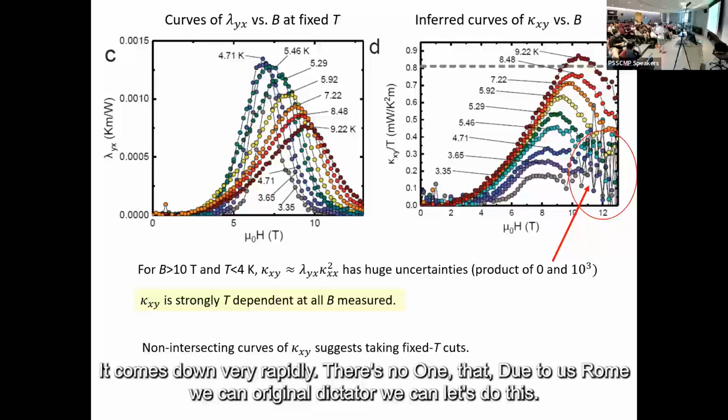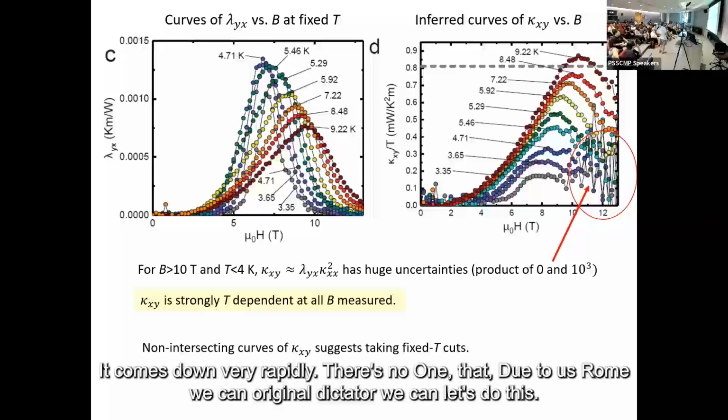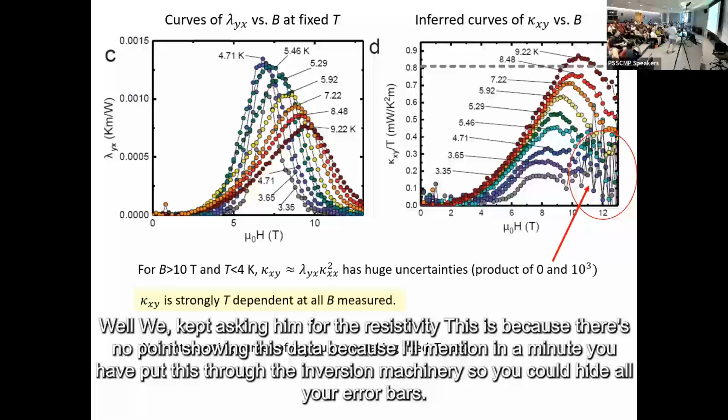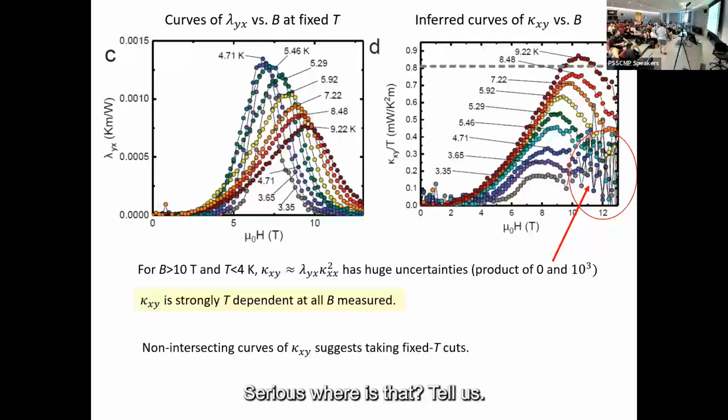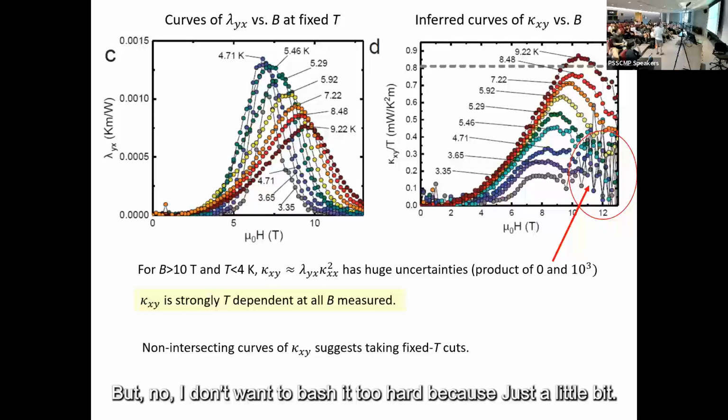So what was wrong with the original data, with the Matsuda? Well, we kept asking him for the resistivity data. Right? This is lambda. Because there's no point showing this data because, as I'll mention in a minute, you have to put this through the inversion machinery. So you hide all your error bars. Here is where it should matter, but you just wouldn't tell us. But no, I don't want to bash him too hard, just a little bit.